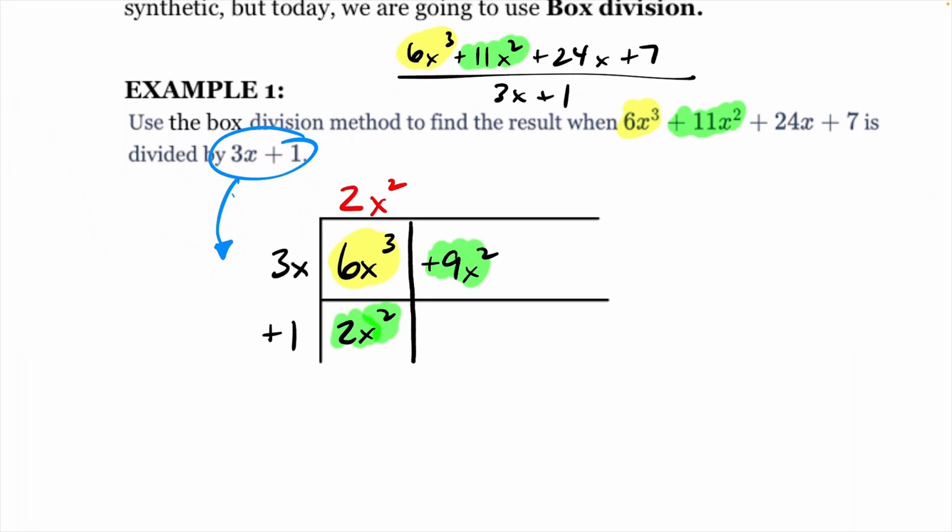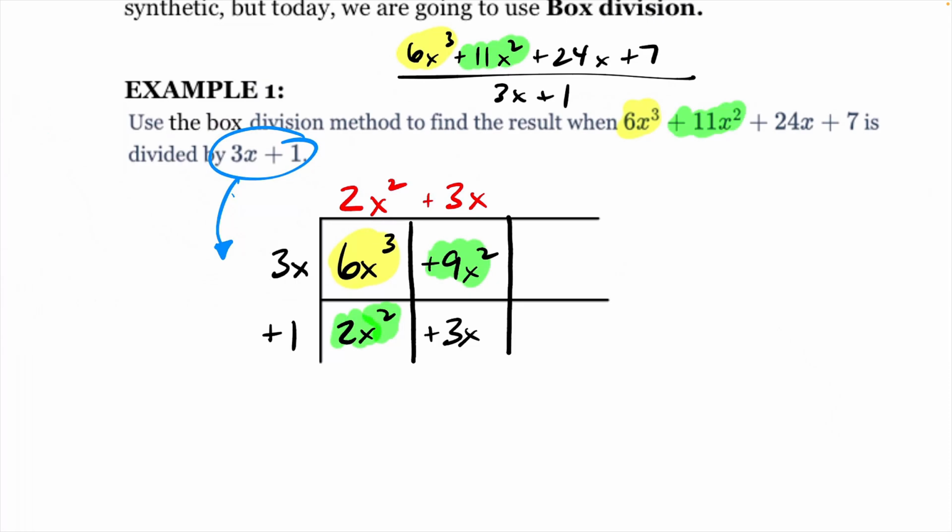Mental math, multiplication. 3 times what number makes 9x squared? 3x, right? 3x, good. So positive 3x. Multiply. 3x times 1 makes positive 3x. Close the box. Move on to the next color. So once you do that, grab another color.